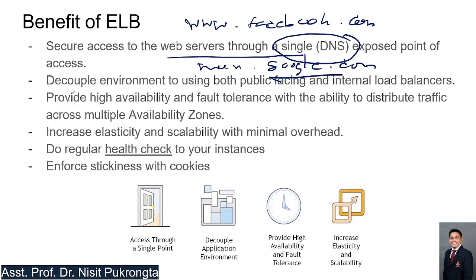And benefit number 2 is decoupled environment using both public facing and internal load balancer. And next it can provide high availability and fault tolerance, right? If we talk about the 5 pillars, high availability is the operational pillar. And fault tolerance is for pillar 4, about auto recovery, how to back up, how to prevent the fault, how to detect the fault and monitor the fault. We can use the pillar 4 concept.